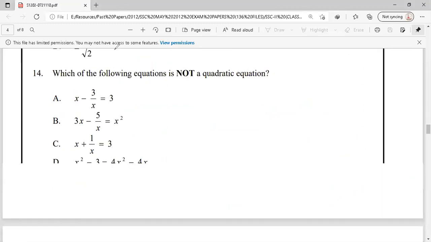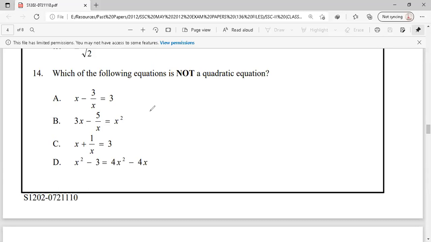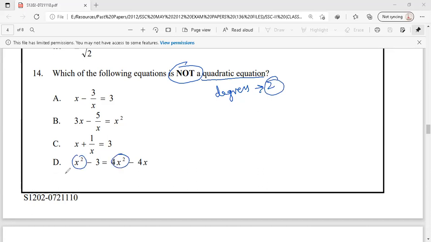Let's see question number 14. Which of the following equations is not a quadratic equation? A quadratic equation is the one in which the degree of the equation is 2. So in this question, we have the highest power 2. So this is a quadratic equation. Similarly, if we solve x + 1 over x, we will get x² + 1 over x. So this is a quadratic equation. Similarly, this is a quadratic equation.